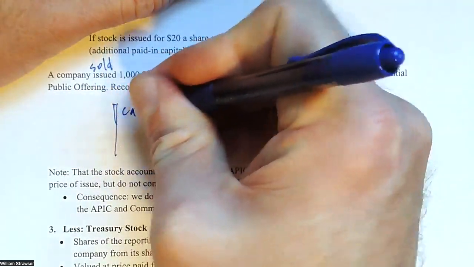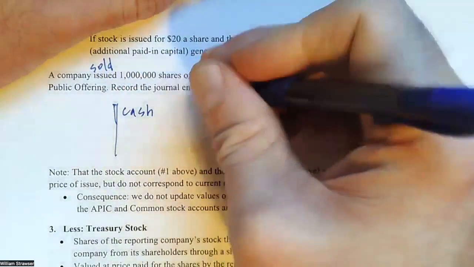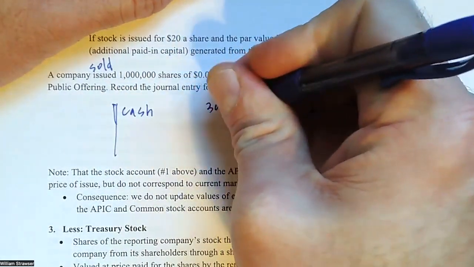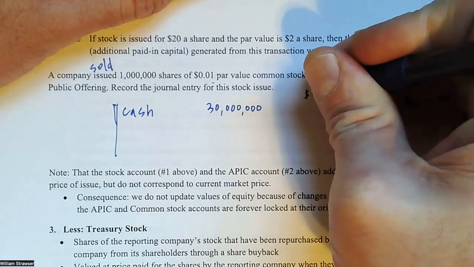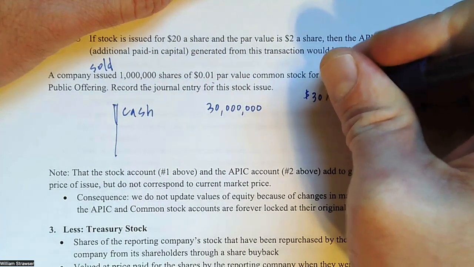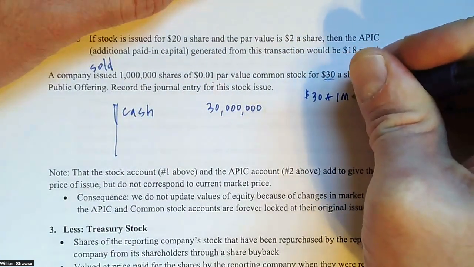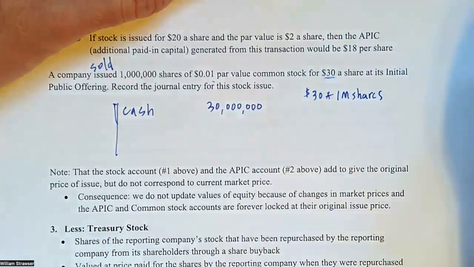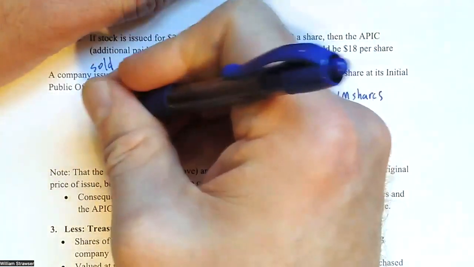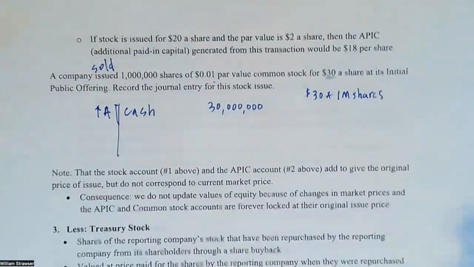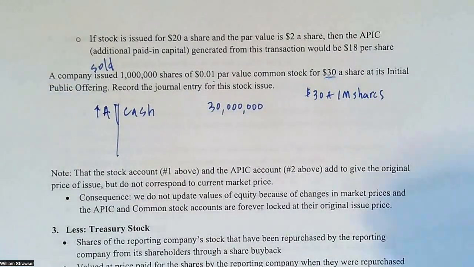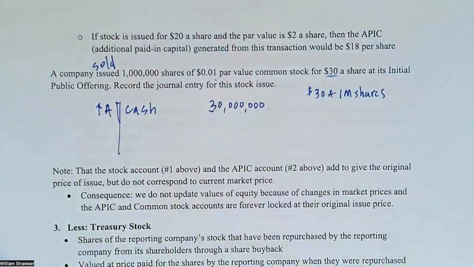And the company would receive cash for $30 million, which of course is just the per share price that we offered on the market multiplied by 1 million shares that we issued. Now, what else does the company have to record? Yes, they got cash. They financed their operations by issuing stock and have a lot of cash on hand from that stock issue. However, now they also have more people owning their company.